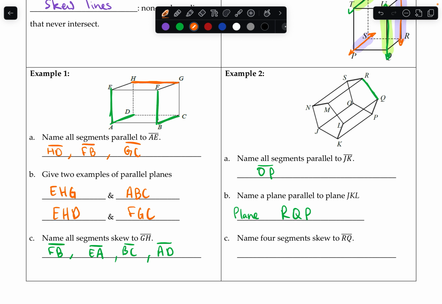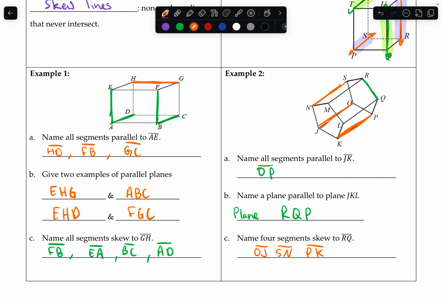So let's see here. Feel pretty confident in saying that PQ, so those are never going to intersect. So we just need ones that are not parallel and don't intersect that actual line. So PK, feel pretty confident in that one. SN and OJ. OJ, SN, PK. Feel pretty confident that all those are skew.